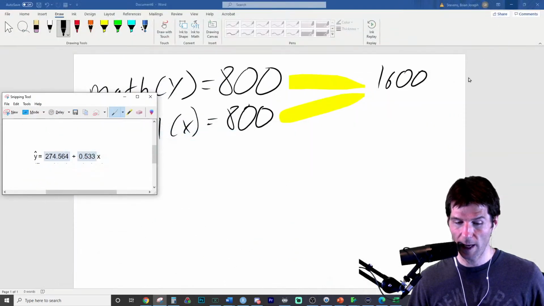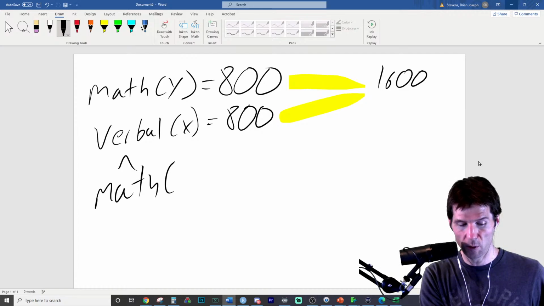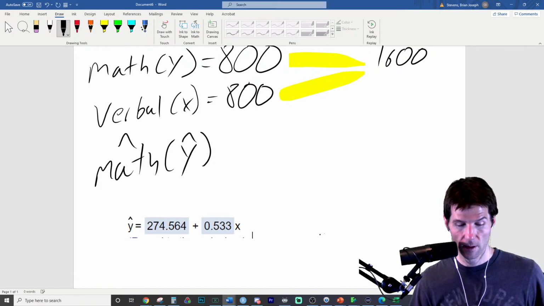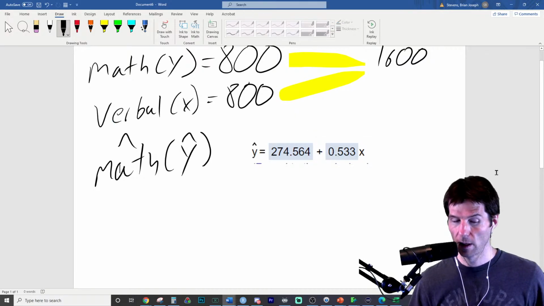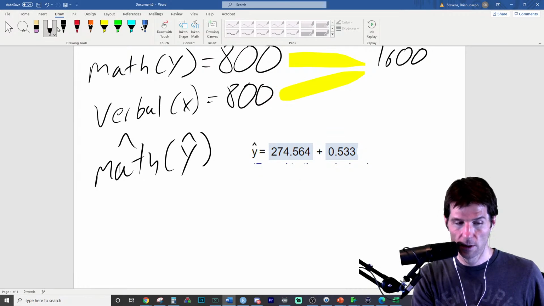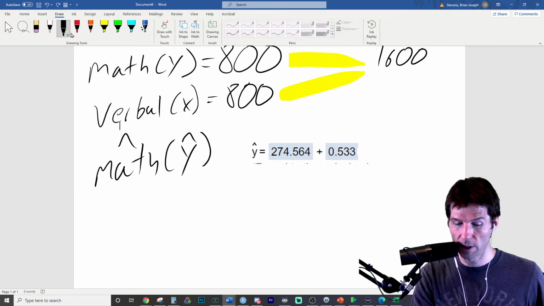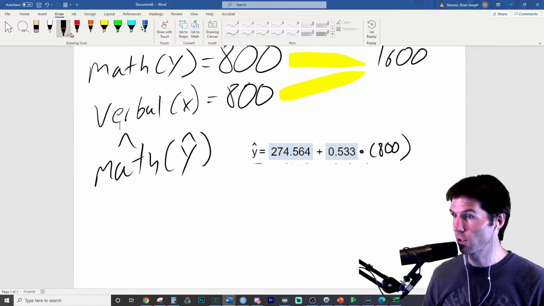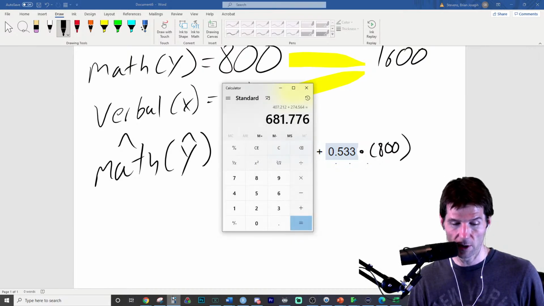To get their predicted math score, which is Y hat, let's write math, and we'll put a little predicted over it, which means this is the predicted Y. And that is going to equal this right here. This is their predicted math score. So all we're going to do is go to this value of X and input their actual value of X, like what they got. They got an 800, so we're just going to put here times 800. That is what the regression solver is doing when it's predicting the Y value.